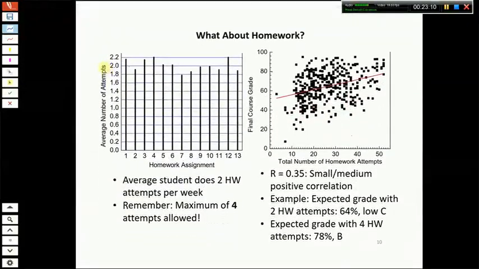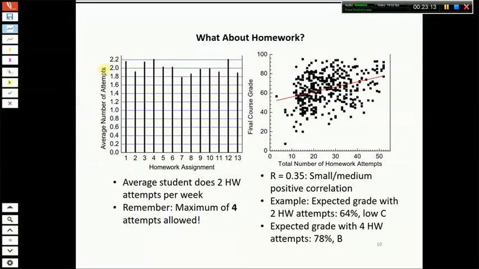Now the one that matters even more is homework. So what I'm showing here on the left is each homework assignment we had last semester. As I said, there was 13 last semester. And this is the average number of attempts per student. So as I said, each person could do up to 4 attempts, and generally with very little variation from week to week, the average student did about 2 attempts per week. So they're throwing away half of their possible homework attempts.